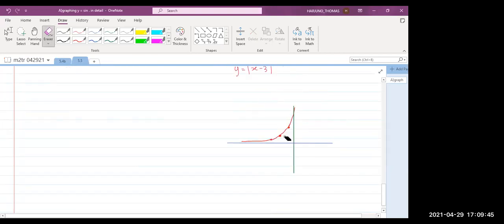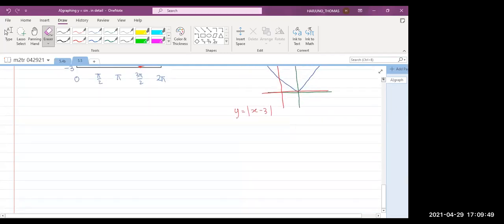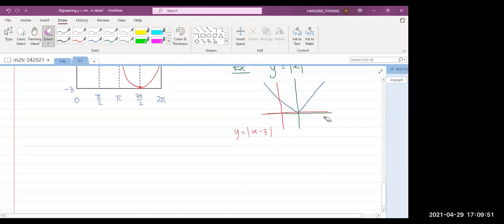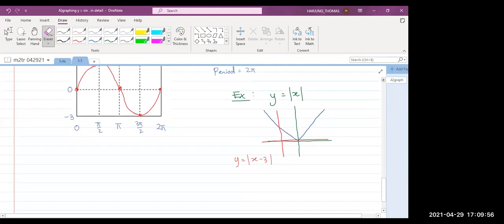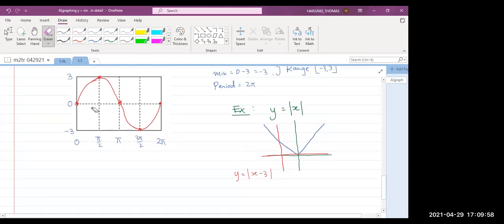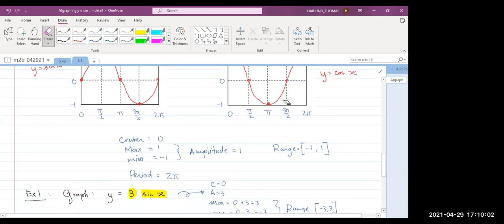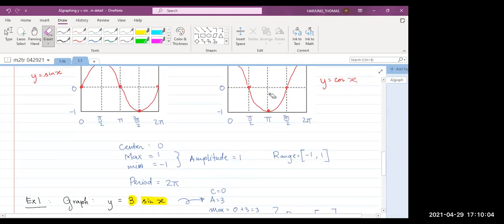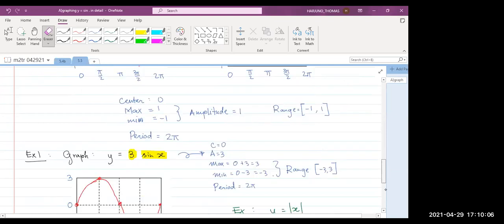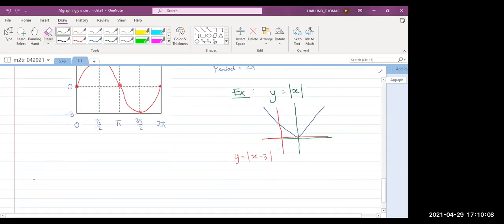Now, let me go on. Going back to the trigonometry part, that's just an explanation why we can stick with that graph. The graph of sine always looks like this. The graph of cosine always looks like this. You just change the frame later on. So let's go on.